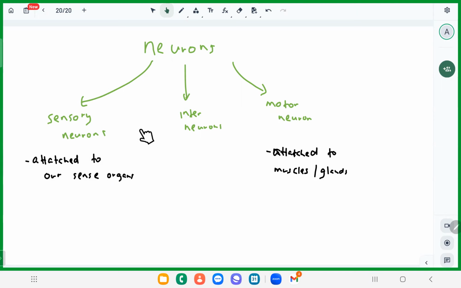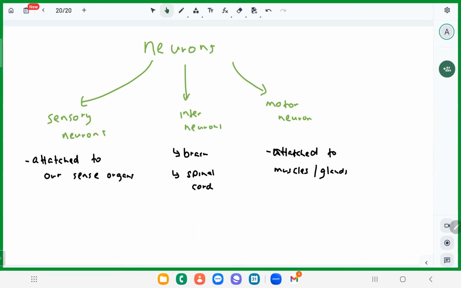And between the sensory neurons and the motor neurons, in the midst of our brain and spinal cord, we find interneurons. So interneurons are found within the brain or within the spinal cord. We've learned about the reflex arc in the nervous system, and in the reflex arc, we've learned how all of these three neurons work together, right? So the signal first comes to the sensory neuron, and then the sensory neuron passes it over to the interneuron, and the interneuron finally passes it on to the motor neuron, which ultimately brings about a response, right?